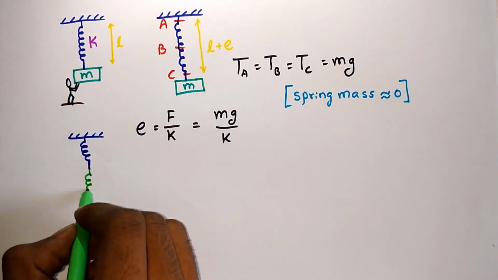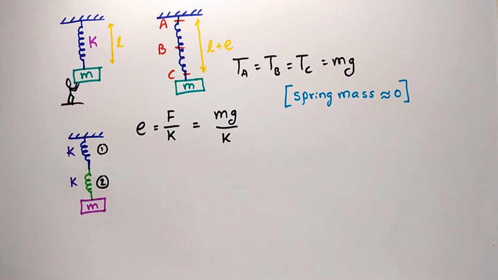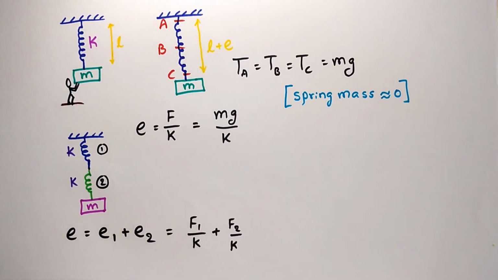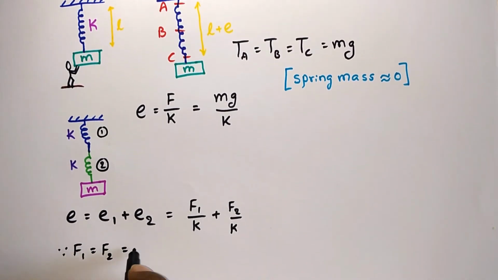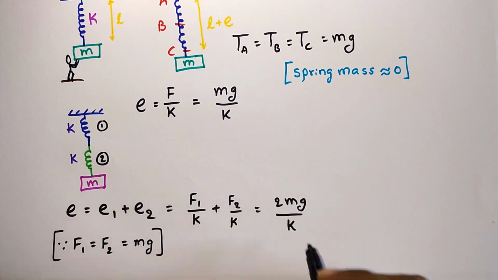Now let's consider a situation where two similar springs are connected in series supporting a mass m. Here the total elongation will be equal to the sum of the elongations of both springs, and we can use Hooke's law. As the tension will be the same in both springs, that is F1 equals F2 equals mg. So the total elongation will be equal to 2mg by k.